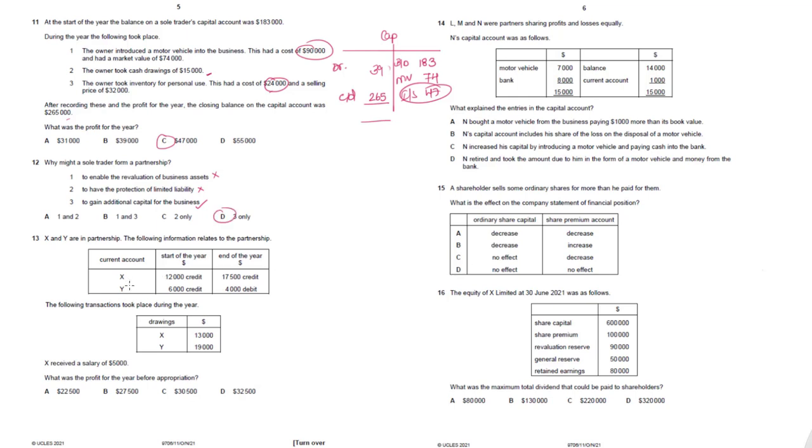X and Y are in partnership. The following information relates to the partnership. Current account, start and end. The following transactions took place. Drawings are given. Salary is given. What is the profit for the year before appropriation?